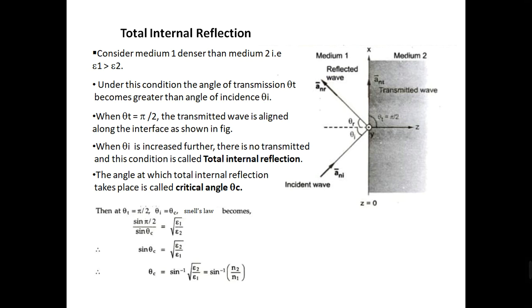That is, theta I is equal to theta C. This is obtained when the transmitted angle theta T is pi by 2 and the angle of incidence is equal to the critical angle. Using Snell's law, sin theta T by sin theta I is equal to root of epsilon 1 by epsilon 2. You substitute theta T is equal to pi by 2 and theta I is equal to theta C. You get the critical angle at which the total reflection takes place, which is equal to sine inverse of root of epsilon 2 by epsilon 1. So this is the critical angle of incidence at which the total internal reflection takes place.